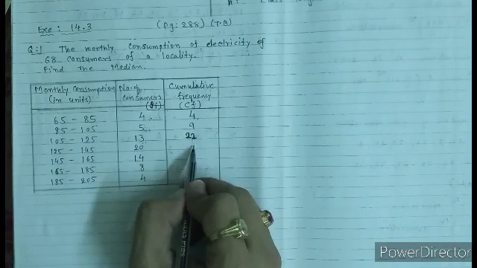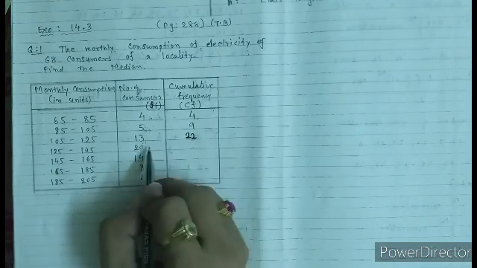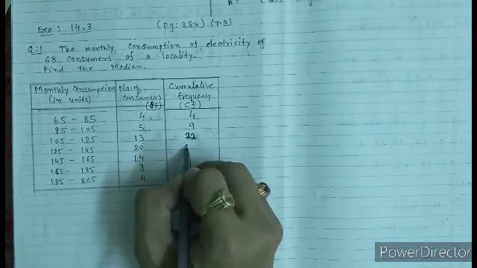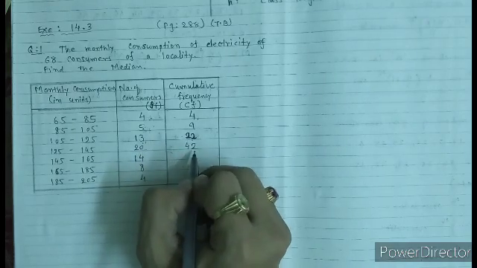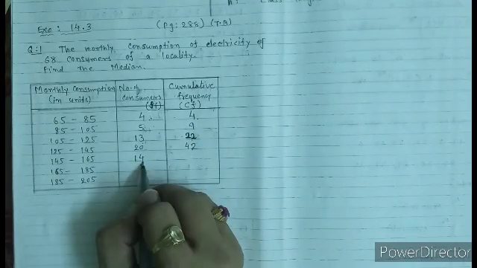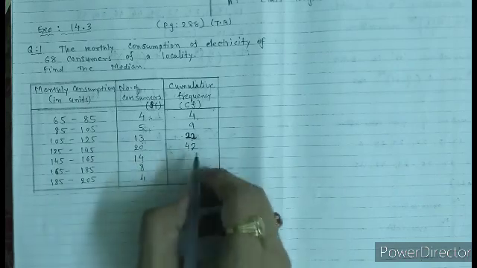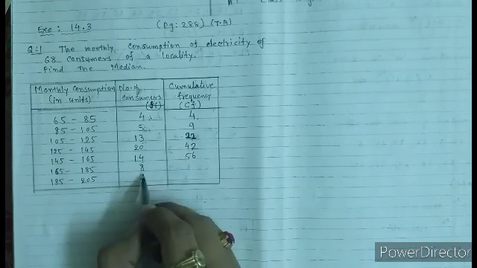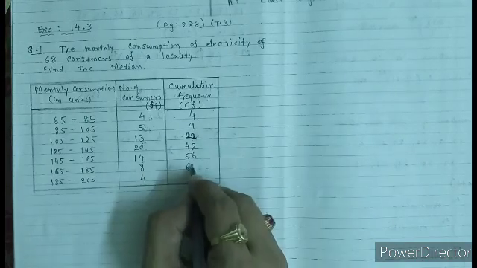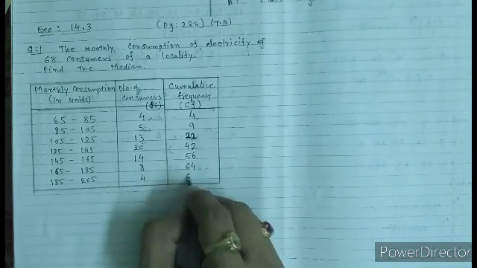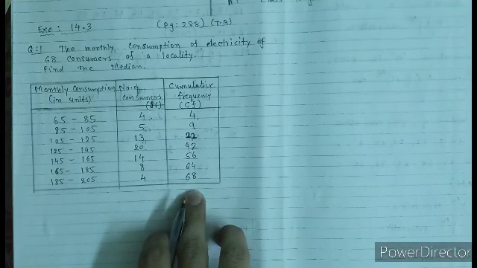Now if we want the next cumulative frequency, we have to add 22 plus 20. That will be the cumulative frequency of the next class. So it is 42. Now the cumulative frequency of the next class will be 42 plus 14, which is 56. Then the next will be 56 plus 8, which is 64. And then the next cumulative frequency will be 64 plus 4, which is 68. So this way we can get the cumulative frequency of the given data.